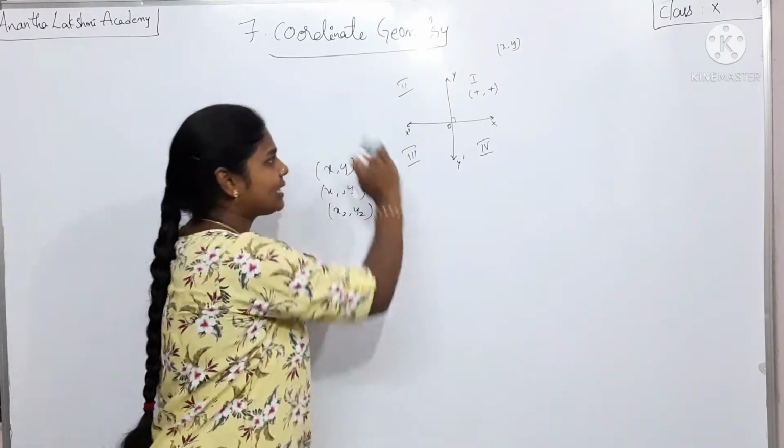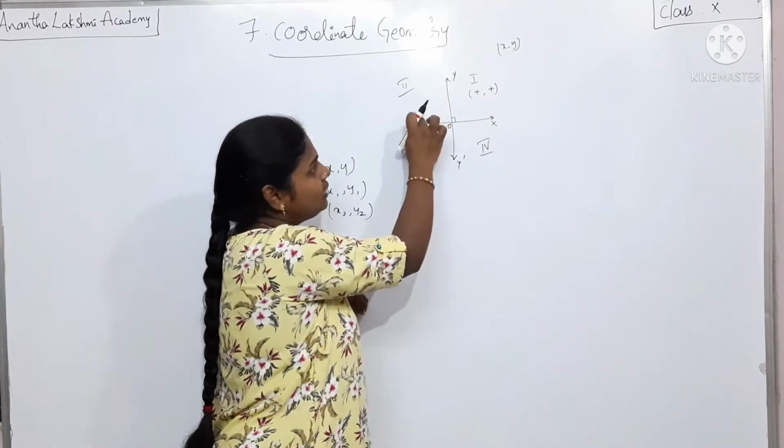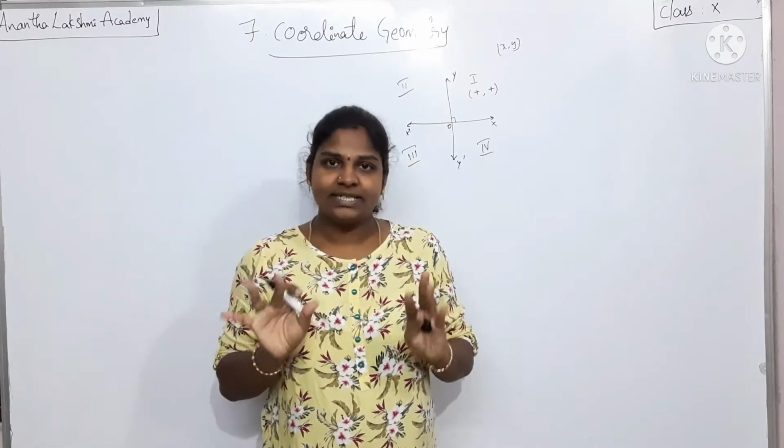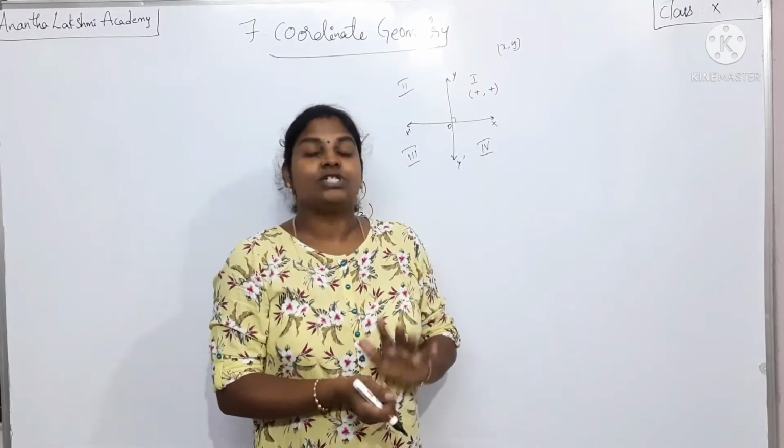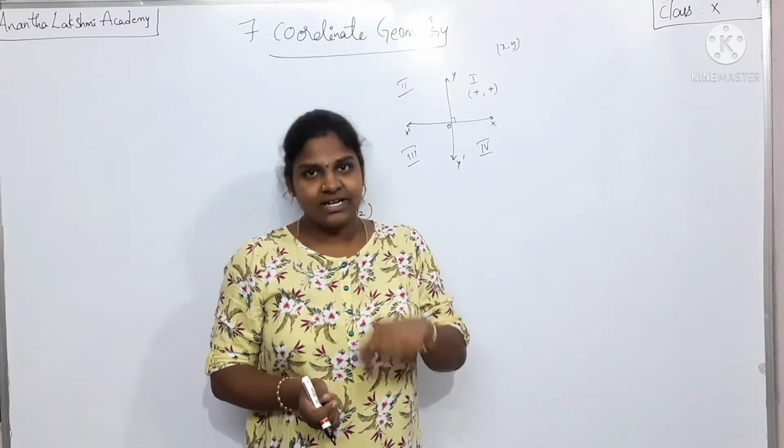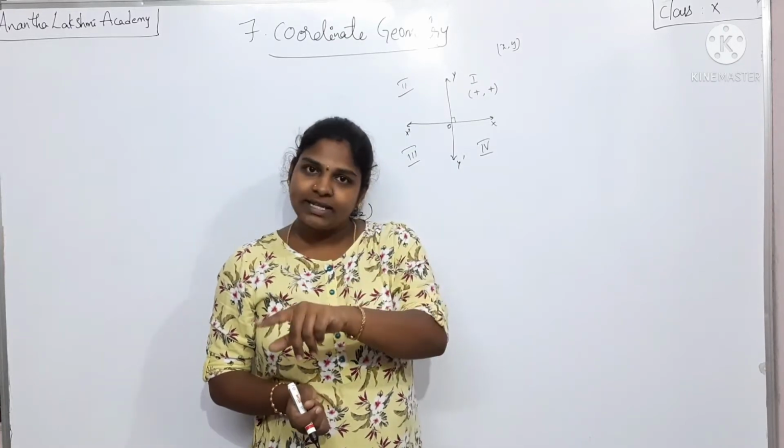Okay, come to the second quadrant. In the second quadrant, always we write the points in the form of x comma y itself. So whatever is the sign of x, we write first, comma, followed by the y.